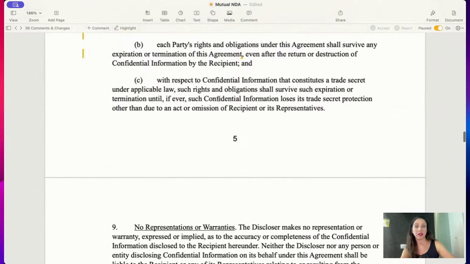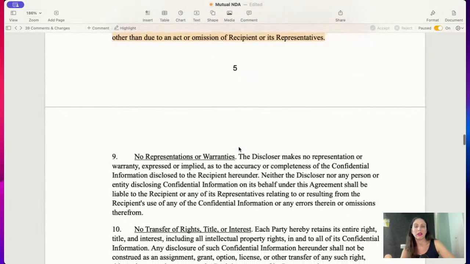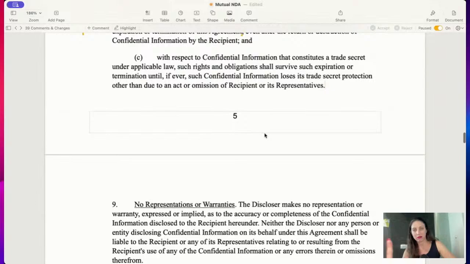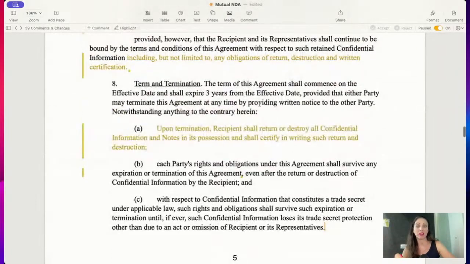Yes, and with respect to what constitutes a trade secret, I normally fight back on this one. I'm not going to leave it alone. Why? Because I don't want them deciding when my trade secret has lost its protection. I want to be the one who decides that, not them. But the way it's written, it's not the end of the world, especially because I have these other things.